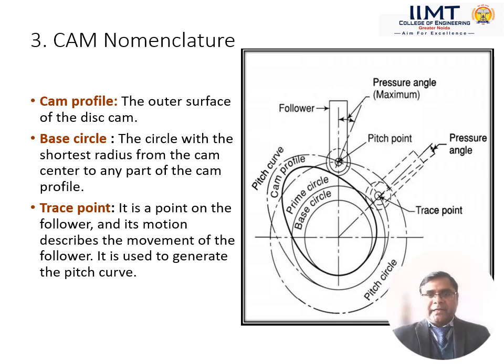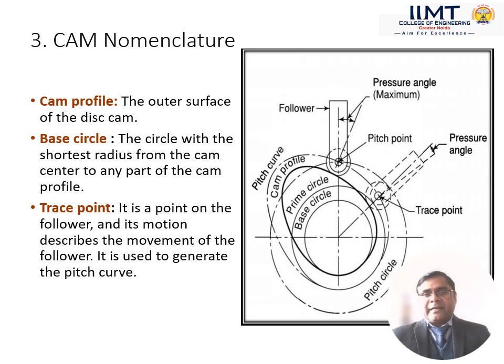Next one, the base circle. So we can draw the base circle with the help of the cam profile. Basically, base circle is the minimum radius circle which is tangent to the cam profile. Yeah, the minimum radius of the circle of the cam profile is known as the base circle.